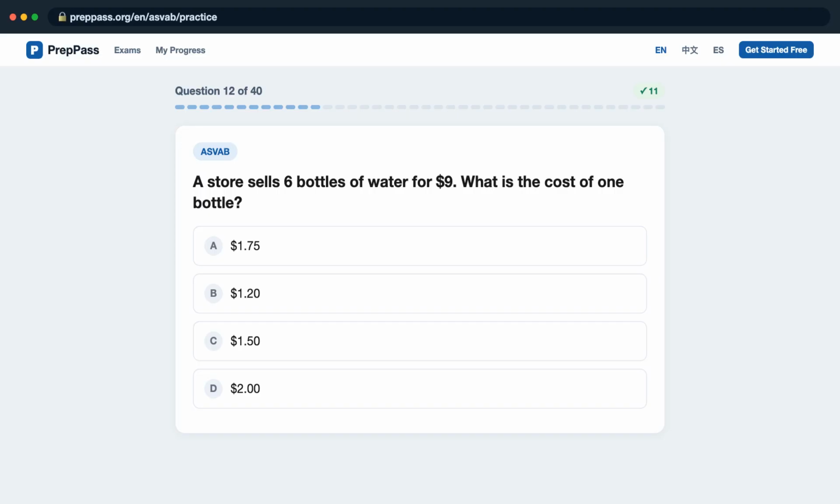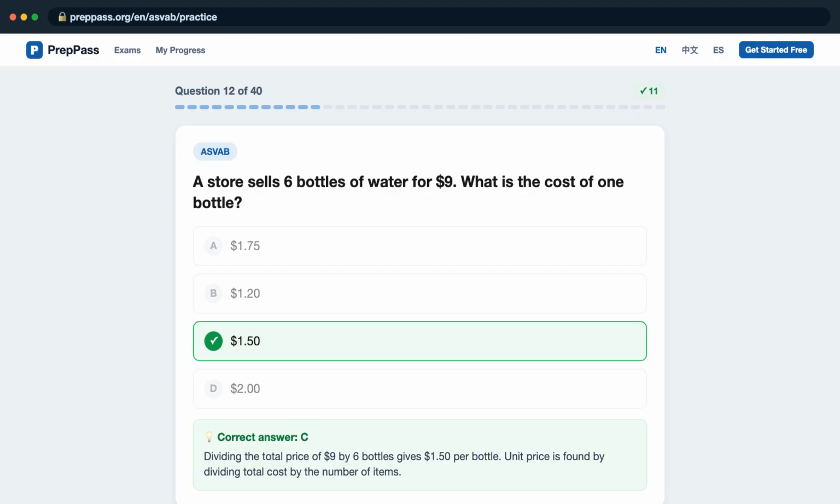Question 12. A store sells 6 bottles of water for $9. What is the cost of one bottle? Is it A, $1.75? B, $1.20? C, $1.50? D, $2? The correct answer is C.